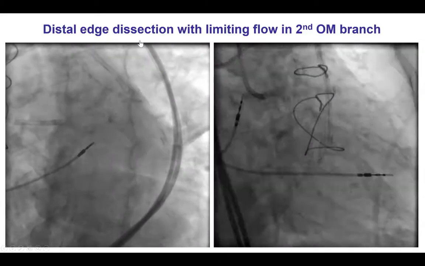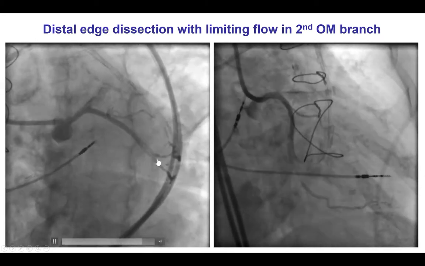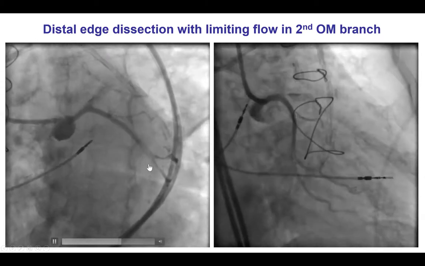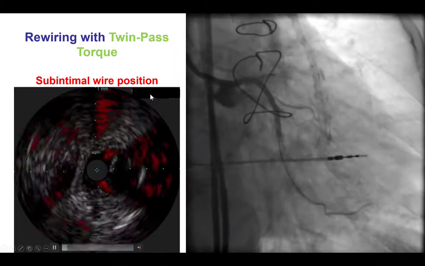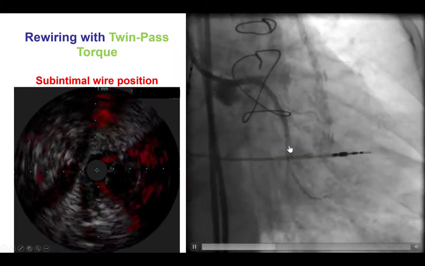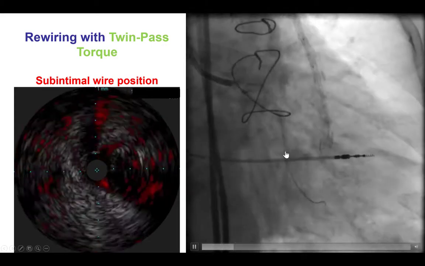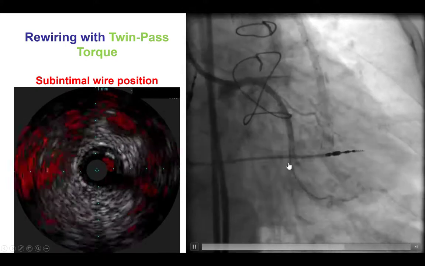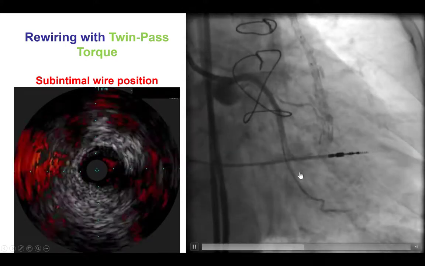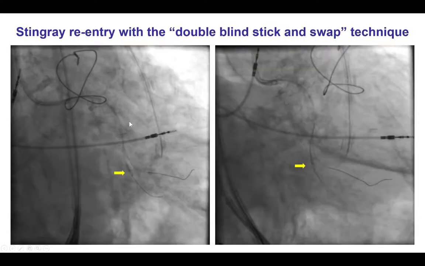This restored antegrade flow into the circumflex. However, the distal area appeared hazy. After doing intravascular ultrasound, we found out that the guide wire was subintimal in this portion, and the guide wire advanced antegrade into the inferior branch was also subintimal.